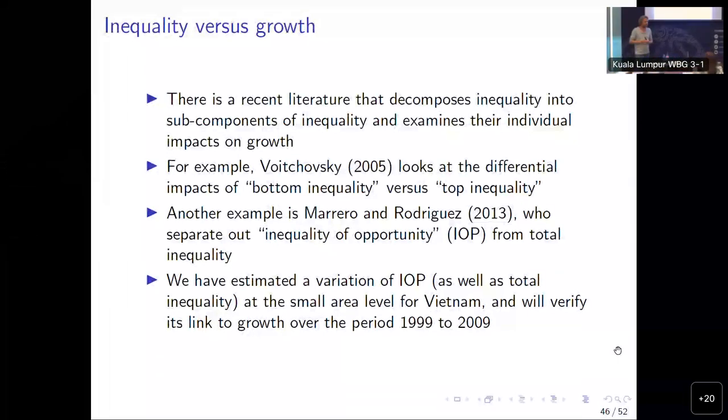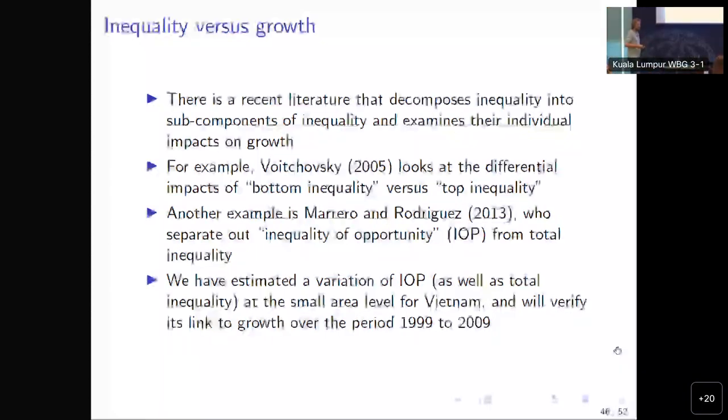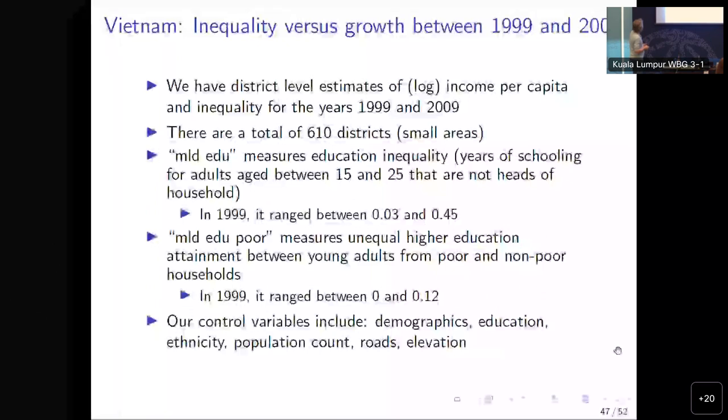The small area here in Vietnam, right? Is that across the states in Vietnam or across the villages in Vietnam? Not villages. It's smaller than states, bigger than villages. It's somewhere in between. District or community. Yeah, this is districts, 610 districts.